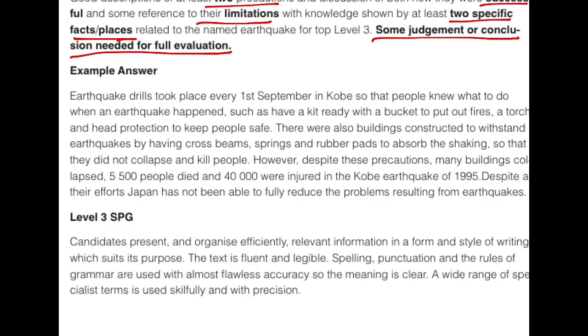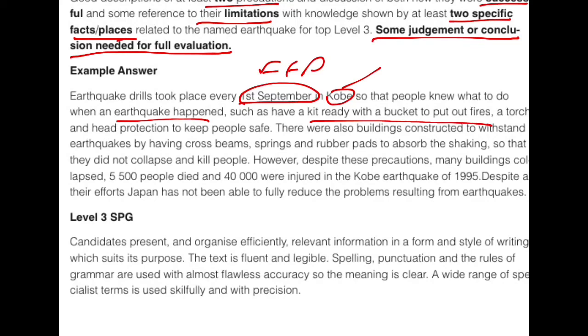Earthquake drills took place every 1st of September in Kobe. So there we have fact, figure, place, and we have the correct case study. This meant that people knew what to do when an earthquake happened, such as have kits ready with bucket to put out fires, torch and head protection to keep people safe. So that's your point, explain, expand with fact, figure, place.